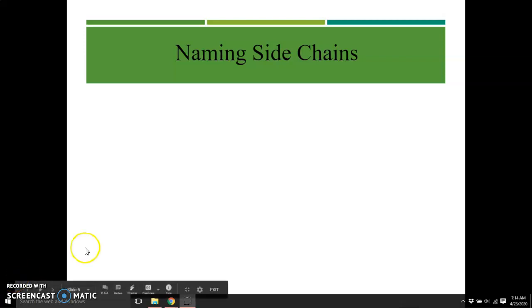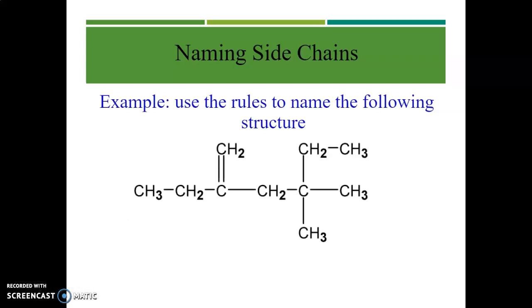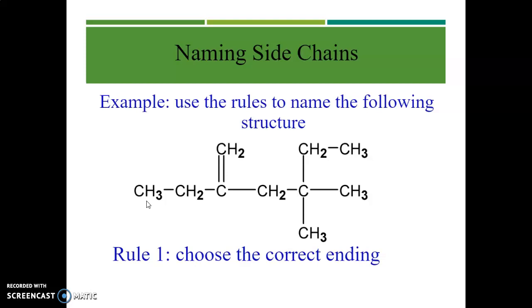Okay, so now we're going to put what we've learned to practice. So we're going to use the examples to name this lovely compound. All right, so remember, rule number one tells us that we have to choose the correct ending. And even going back to think about it, when we're trying to figure out what the parent chain is, we also have to include any multiple bonds. So in this case, I do clearly see that there is a double bond right there. So I know my ending is going to be "ene." Okay, so that's step number one.